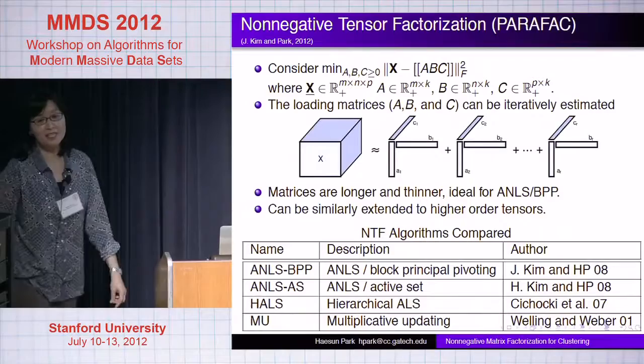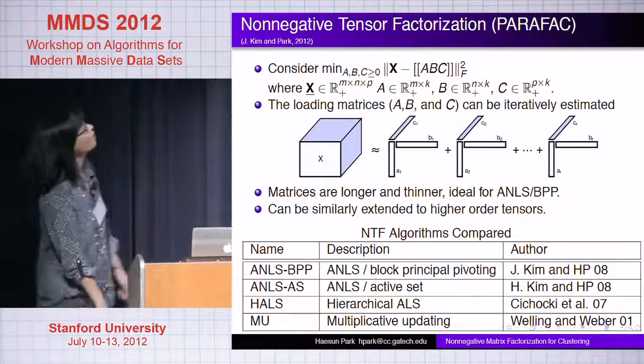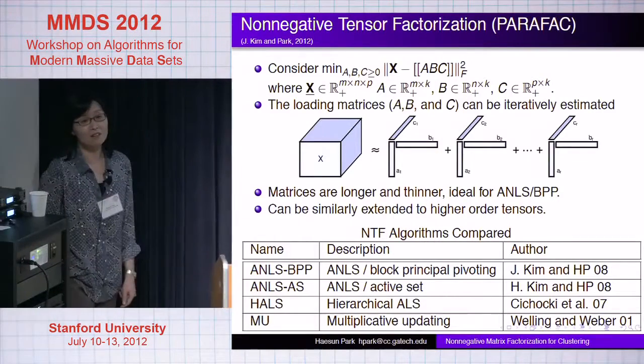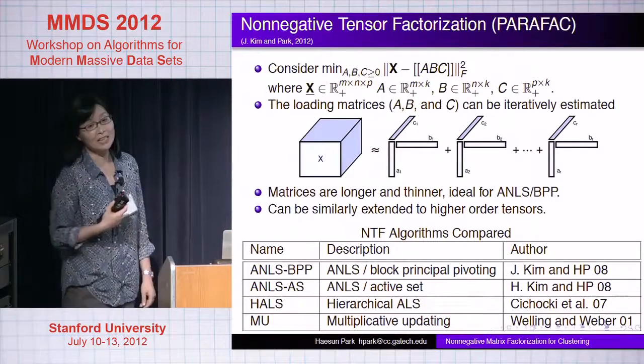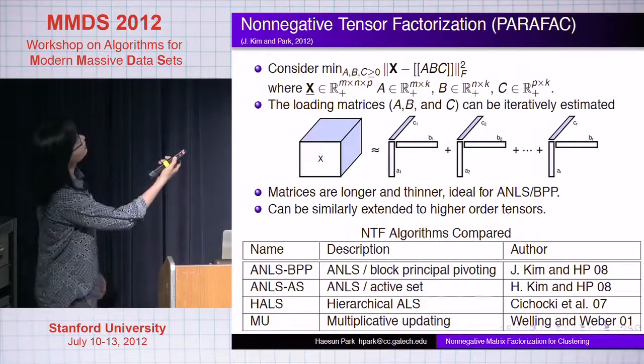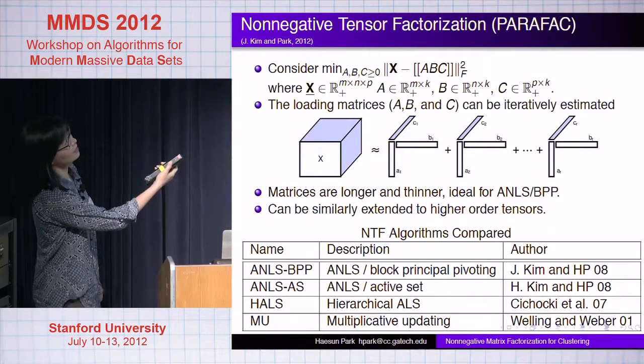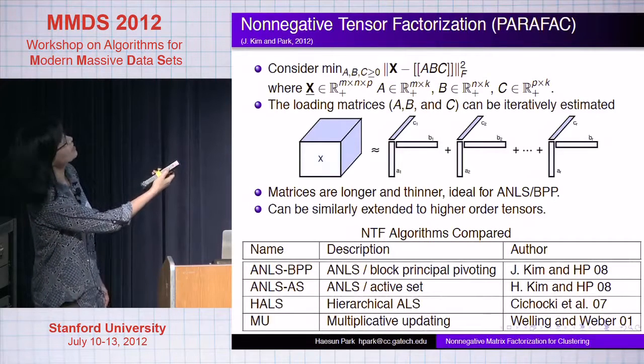Okay, these can be easily extended when we do non-negative tensor factorization. There are many variations that extend SVD to tensors. And here, let me just concentrate on the easiest one. This is parallel factorization.